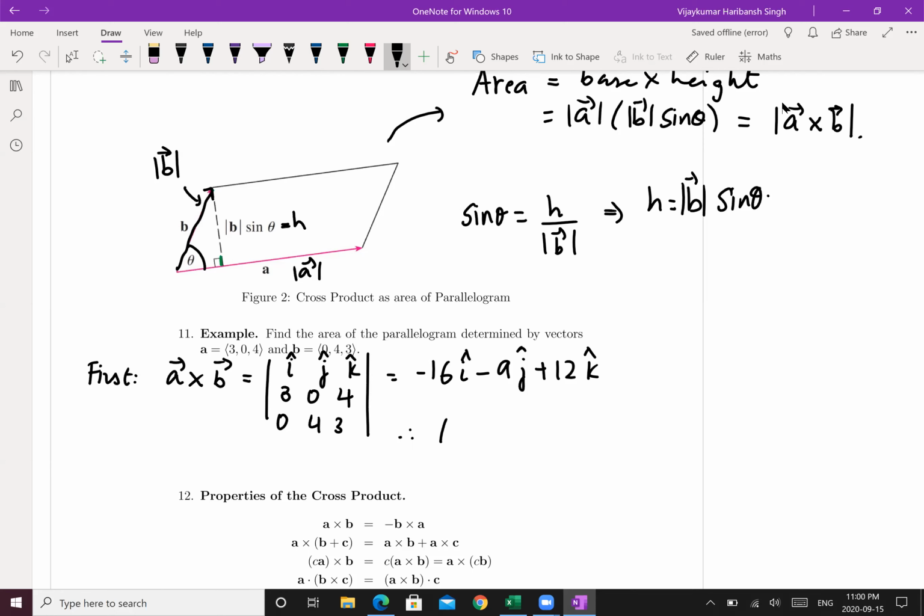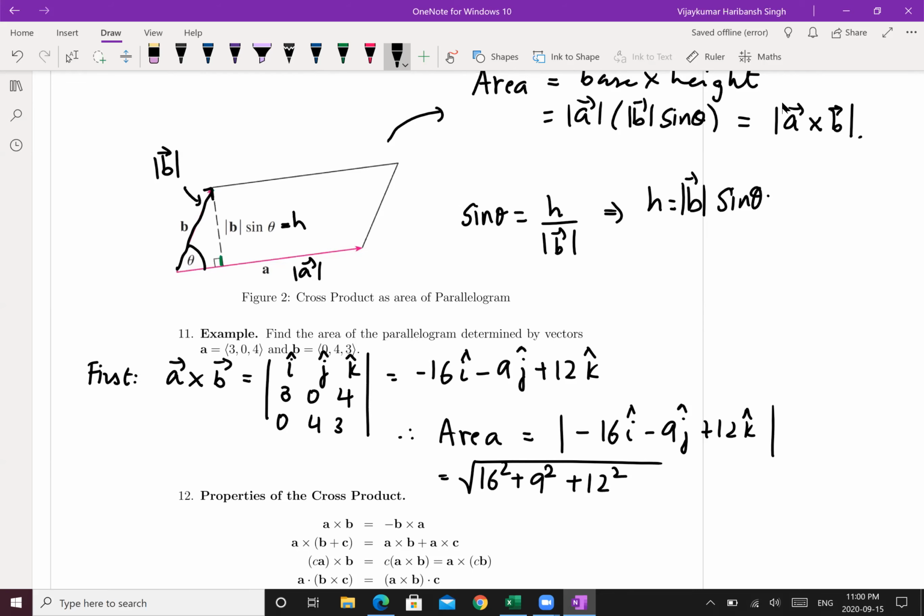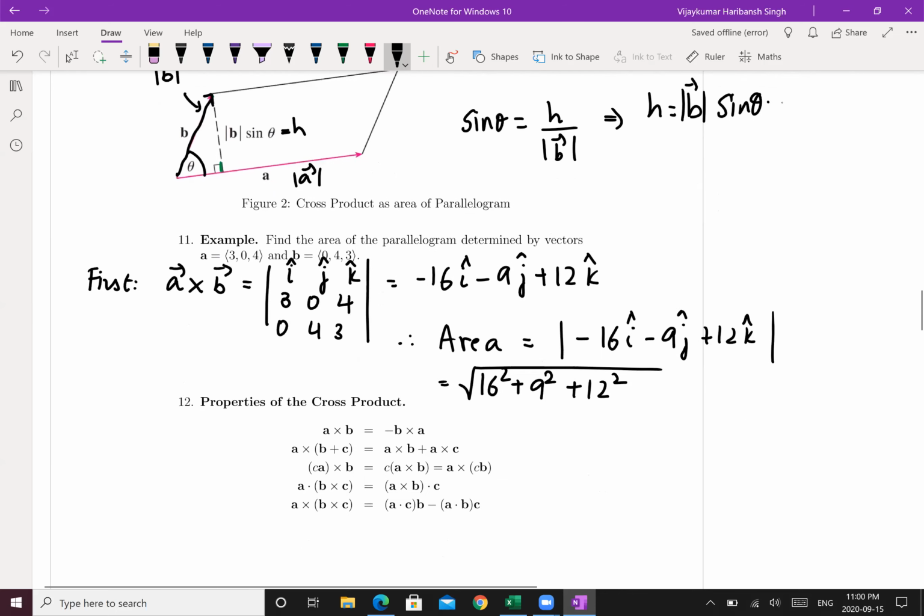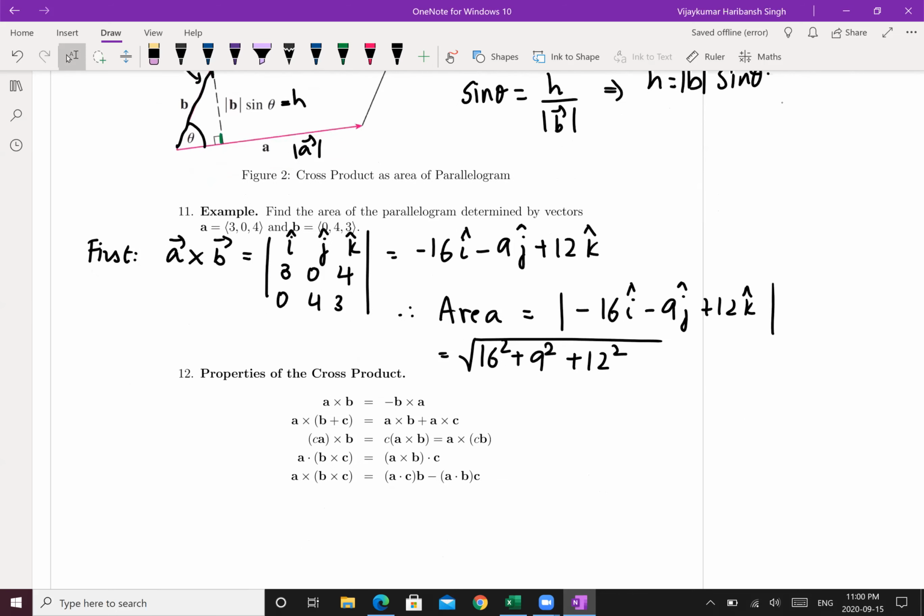So therefore area equals to length of this guy, which is going to be length of 16i minus 9j plus 12k, this vector, which is going to be square root of 16 square plus 9 square plus 12 square. Okay, so this is the area. Okay, what about the answers? Now there are few more properties of cross product. So namely, A cross B is minus B cross A, so it's anti-commutative.